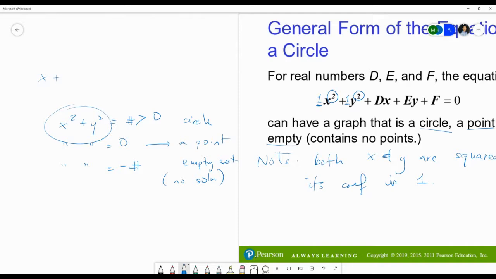And this is not just x squared plus y squared. It can be in the general form, x minus h squared plus y minus k squared equals these 3 scenarios. Okay.